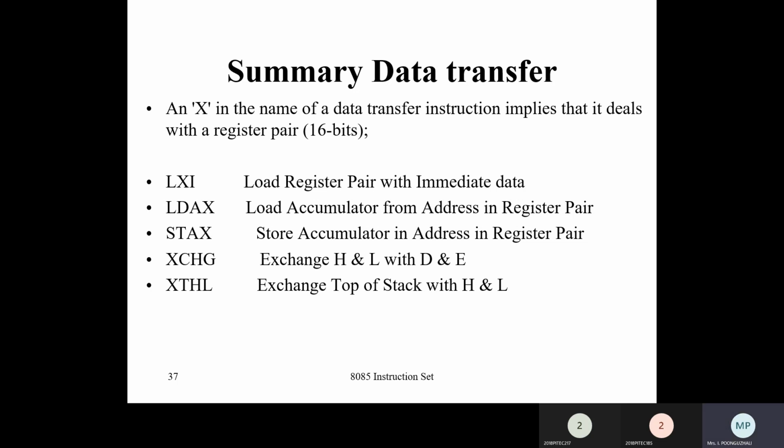Store accumulator in the address in the register pair, that is STAX. Exchange, XCHG: what is in DE goes to HL, and what is in HL is moved to DE. That is exchanging the information. XTHL, exchange top of the stack with HL: whatever value is on top of the stack is exchanged with the HL register pair. So these are some basic data transfer instructions. This is the first group of instructions.